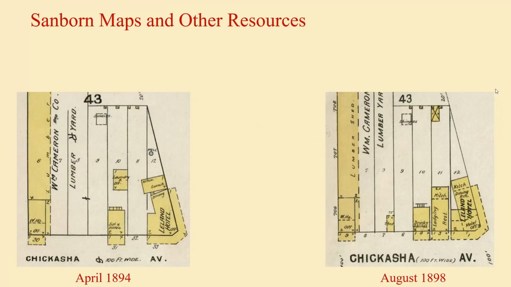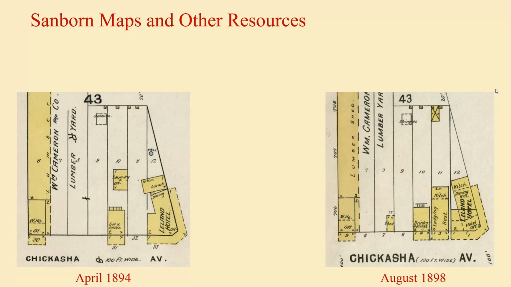So let's take a look at how these Sanborn maps can be used and integrated with other resources when you're doing research, and how you can coordinate this all together. And I've got a block here from Chickasha, Oklahoma, and I chose this because there's a nice sequence of maps for Chickasha. So that's one reason. Here you see the Leland Hotel on the corner of the block.